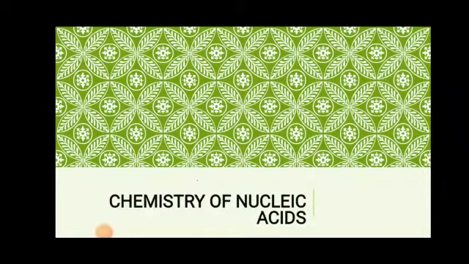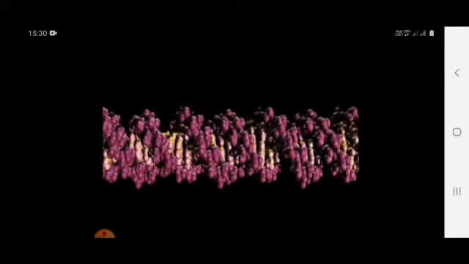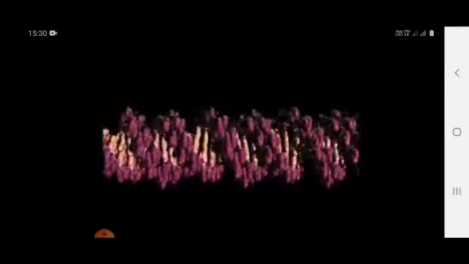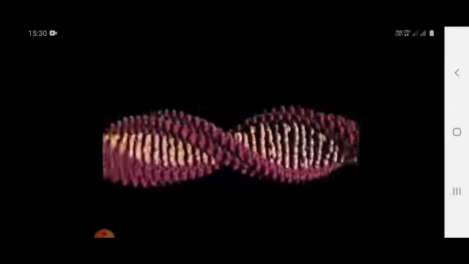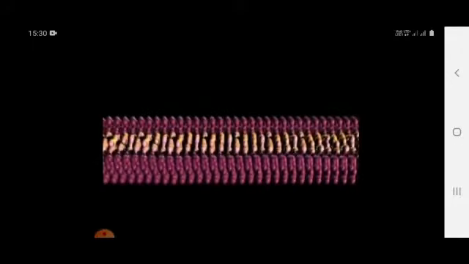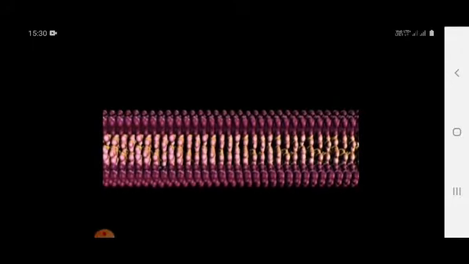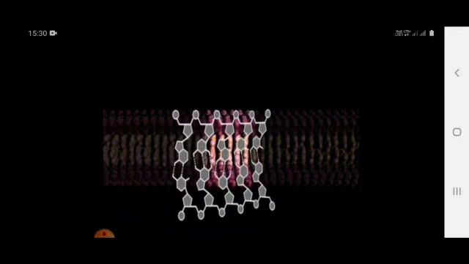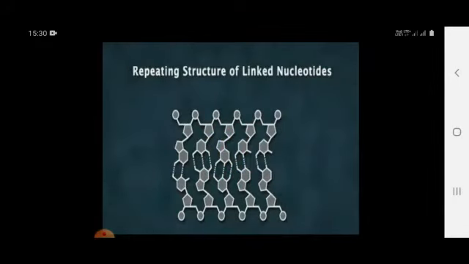Chemistry of nucleic acids. See, this is our DNA. You all might have seen this. Okay, this is our DNA, and we are going to learn about this by unwinding it and taking a few strands from these stakes. So we are going to take a few strands of these stakes. These are all the strands. They have a repeating structure of linked nucleotides.